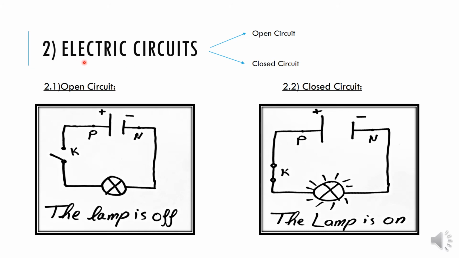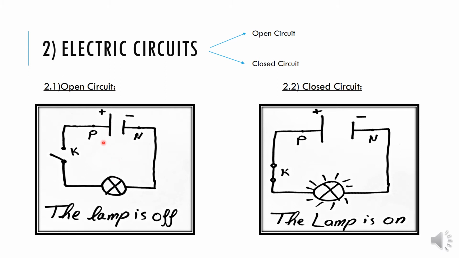Now we have two types of electric circuits. We have the open circuit and the closed circuit. If you remember last year, you learned how the current flows. The current flows from the positive terminal and must get back to the negative terminal in order for the lamp to glow.